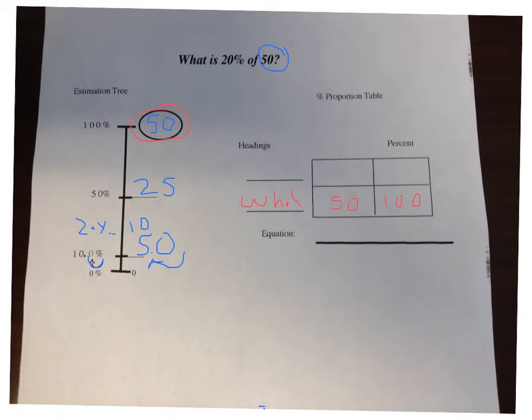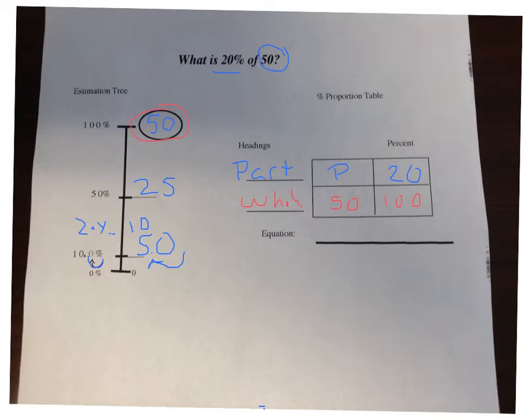Now, looking at the problem, what we're going to try to do is find the part. So I'm going to write part. Alright, so we know the part of the percentage is 20%, so I'm going to write that in here. The part in terms of the actual number, which we predicted to be 10, we don't really know yet, but I'm going to put a variable in to represent it.